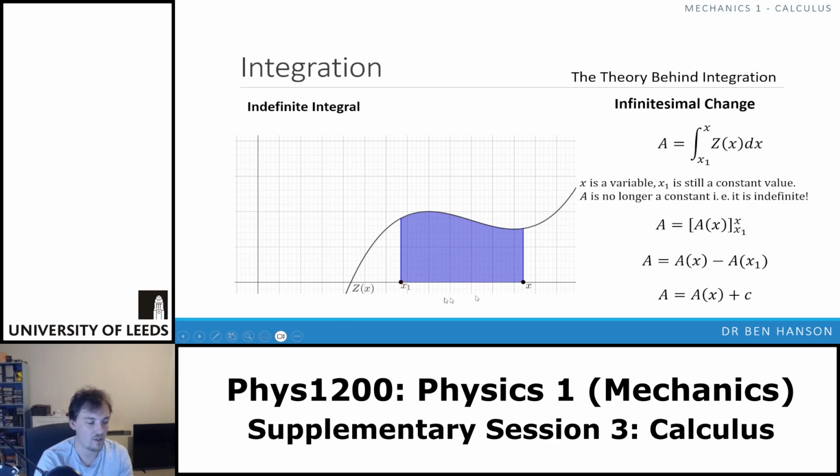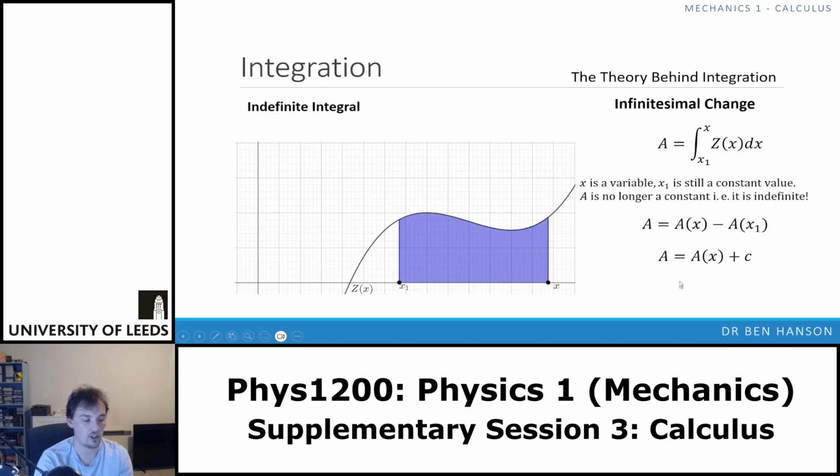Because we're minusing off every bit of area before that point. If x1 was over here, then the constant would be different because it would be every bit of area below that point. That's what our integration constant really is. It's where we're starting this function, this area function.